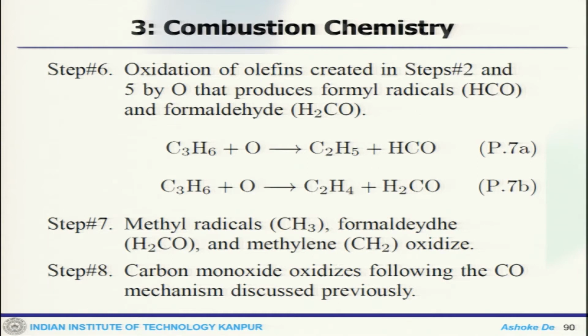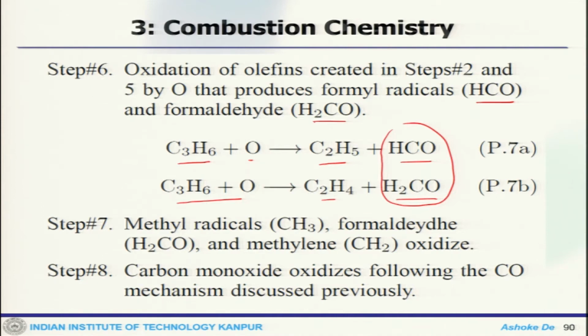Thereafter you go to step 6, where the olefins get oxidized and produce other radicals like HCO or formaldehyde, H2CO. These are the radicals formed when the olefins react with O radicals. Now, C3H6 reacting with O will form C2H5 and HCO, or C3H6O, or C2H4 and H2CO. These are the components produced due to the oxidation of the olefin.